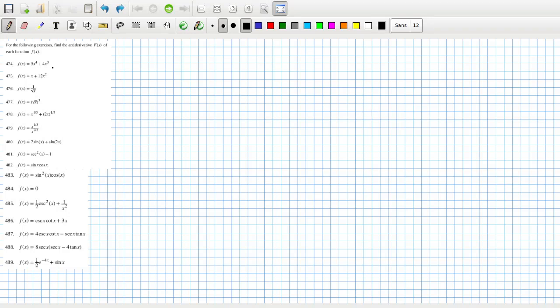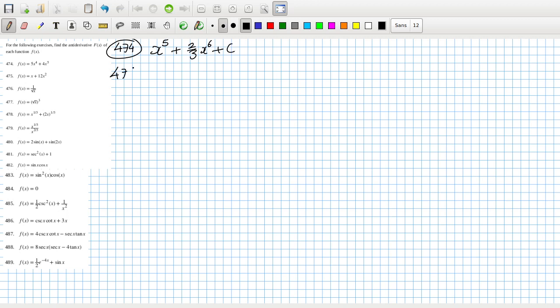Okay, let's have a look here. Again, find the antiderivatives. 474, that would be x to the power 5 plus 2/3 x to the power 6. When the 6 comes down, plus c.